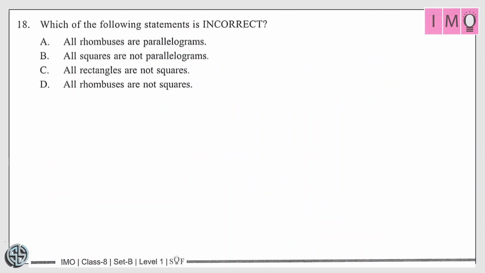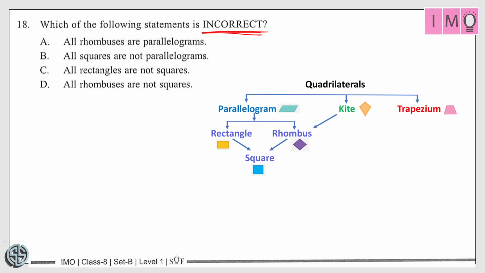Okay. Then the third question: here some statements are given. You have to tell which of the statements are incorrect. Okay, you have to read the question very carefully. It is asking which is incorrect. So for solving these type of questions, you must be very clear with the properties of rhombuses and parallelograms, right? But I will tell you a trick here so that you can directly solve these type of questions without any confusion.